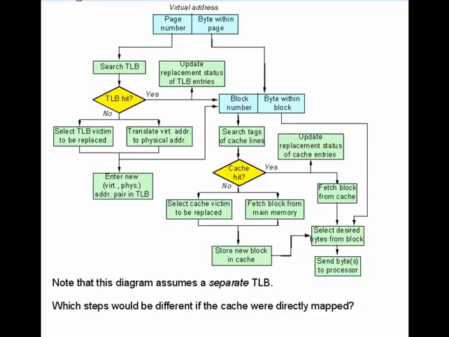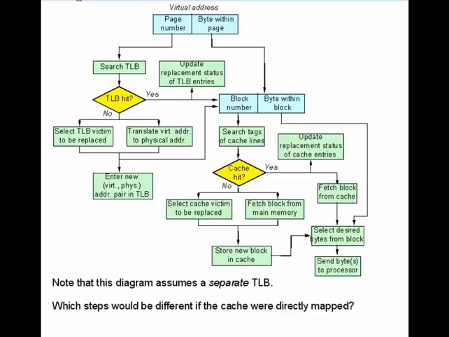So which steps over here would be different if the cache were directly mapped? Well, a lot of it's the same. We still take the virtual address and divide it into page number and byte within page, and we still translate the virtual address into a physical address in the same way. We still fetch the block from the cache, the desired bytes from the block, and send the bytes to the processor in the same way.